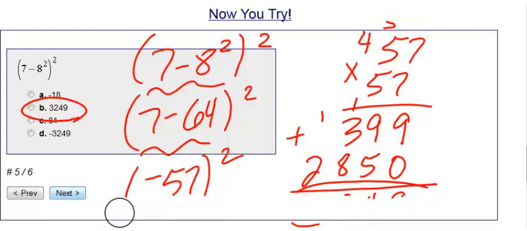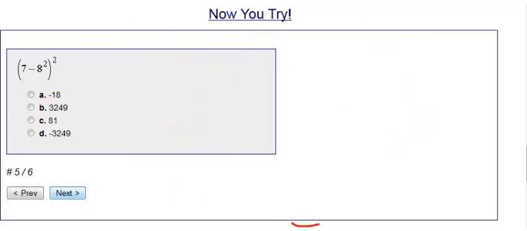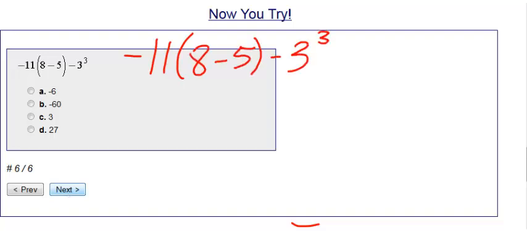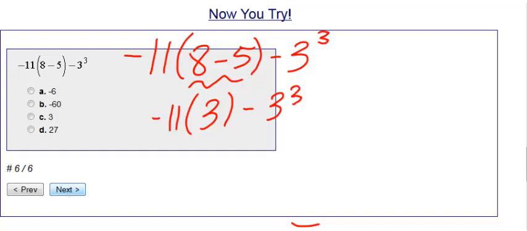And our last one. We have negative 11 times 8 minus 5 minus 3 cubed. Okay, so order of operations, we do parentheses first. So I'm going to do this parentheses first. 8 minus 5, I get 3. Bringing everything else down. Then our order of operations tells us to do exponents next.